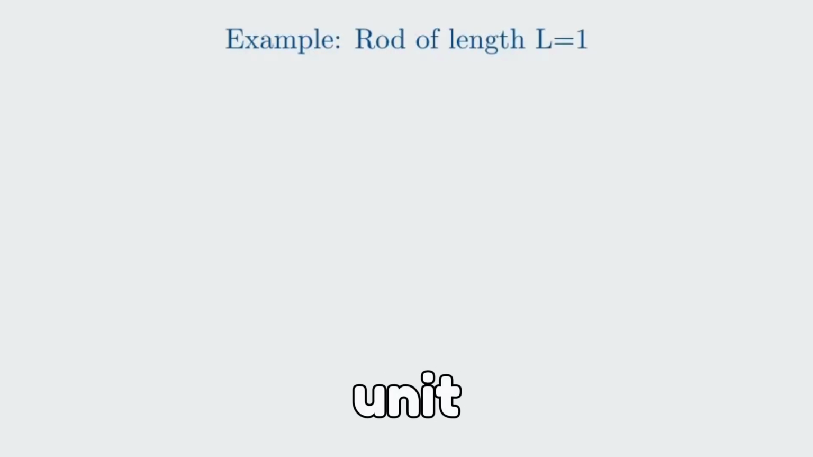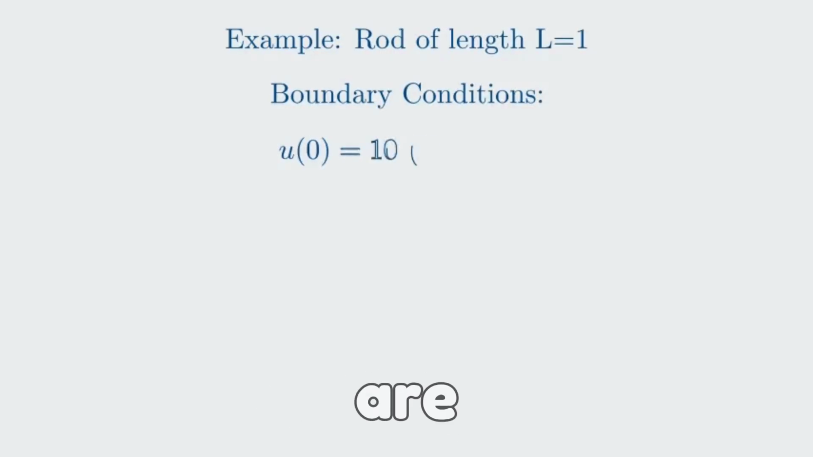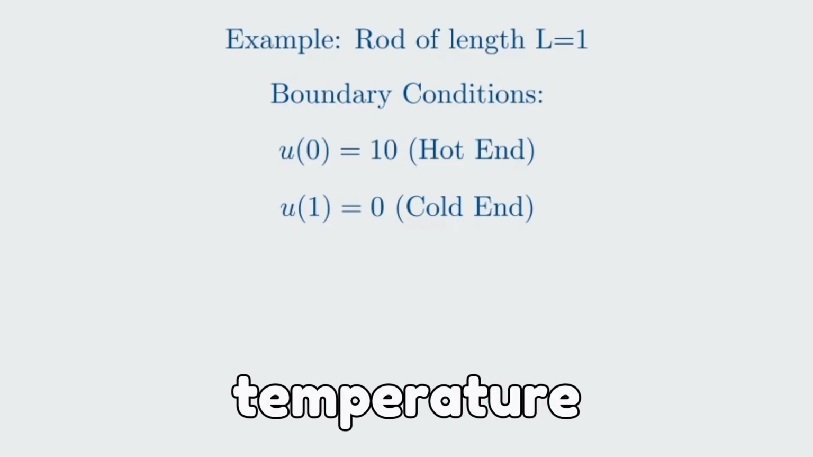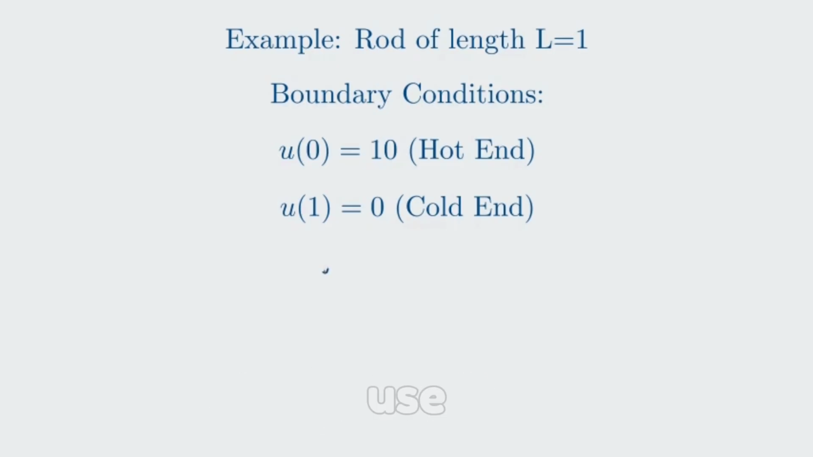Imagine we have a metal rod of length 1, with one end held at a hot temperature of 10 degrees and the other end at a cold temperature of 0 degrees. Our rod is 1 unit long. The boundary conditions are u of 0 equals 10 and u of 1 equals 0. Since the heat has stopped changing with time, the steady-state solution applies. We know the temperature profile must be linear.